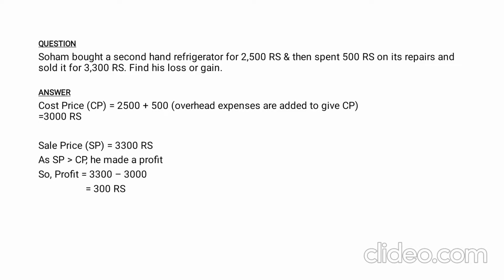Thus, the cost price will be 3000 rupees and the sale price is 3300 rupees, and thus it is very obvious that sale price is greater than cost price and hence he makes gain or profit. So profit is equal to 3300 minus 3000, that is the profit of 300 rupees.